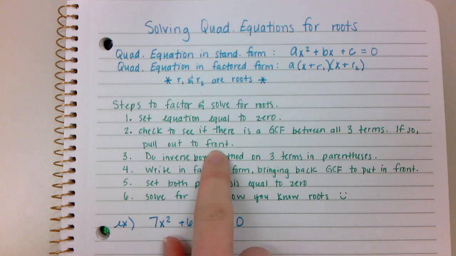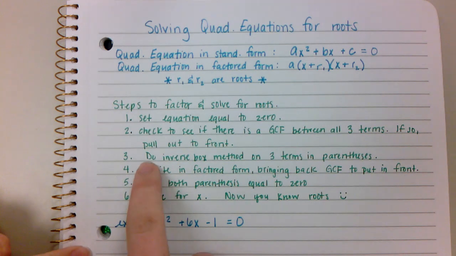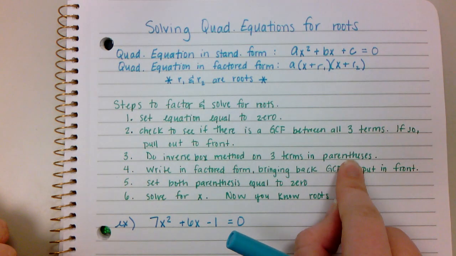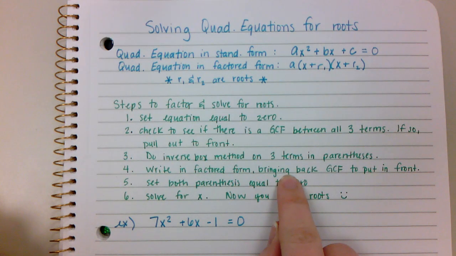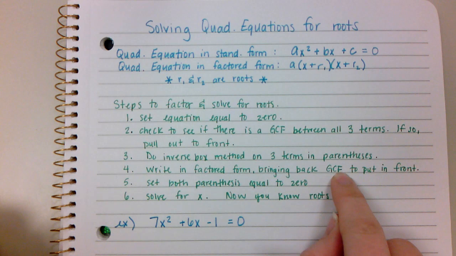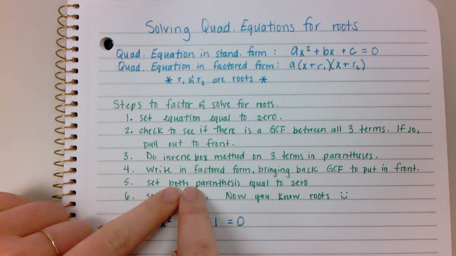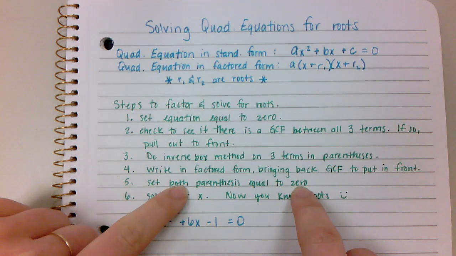If you can pull it out, you're going to put it in the front. And then everything that's left will be in parentheses. At that point, you will do the inverse box method on all three terms that are left in the parentheses. You will write them in factored form, making sure that you bring that GCF that you pulled out and put it back in the front. And then once you've got it in factored form, like we've practiced, you're going to set both of those parentheses equal to 0.